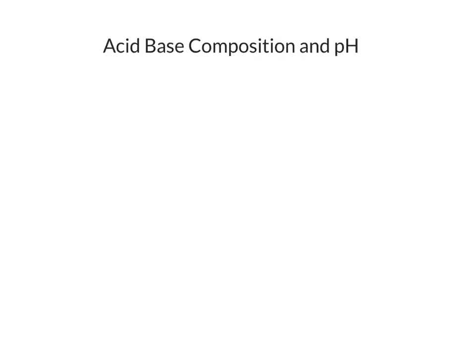Let's take a look at what happens to the equilibrium concentrations of an acid-base solution when I change the pH. Let's first imagine that we have an acid in water. So we'll write the acid ionization reaction. HA plus water forms the conjugate base plus H3O+, and that has an equilibrium constant of Ka.